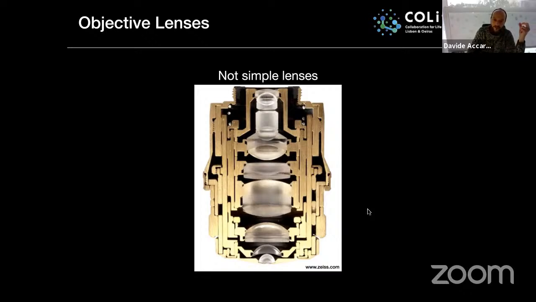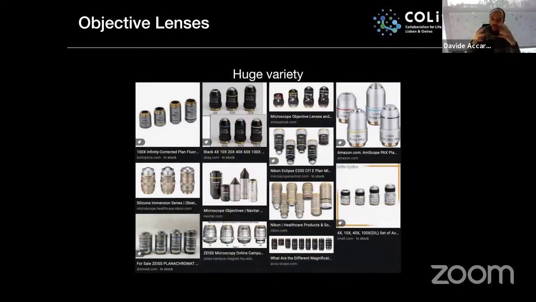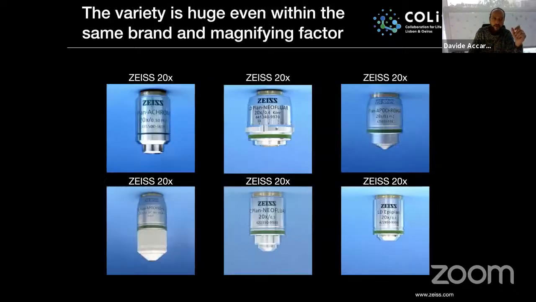Not only are they not simple, but there is a huge variety of objective lenses, of many flavors, many brands, many kinds. There is a huge variety even within the same brand and within the same magnification. So these are only Zeiss 20x objectives. So you see Zeiss 20x, and these are only 6 examples that I picked, because actually Zeiss offers 49 different 20x objectives.